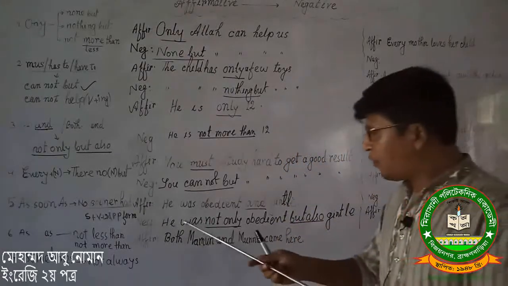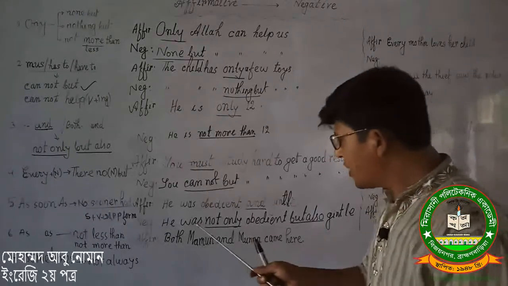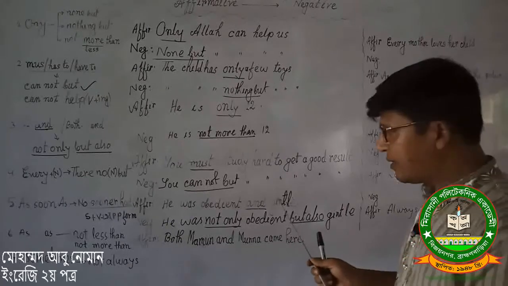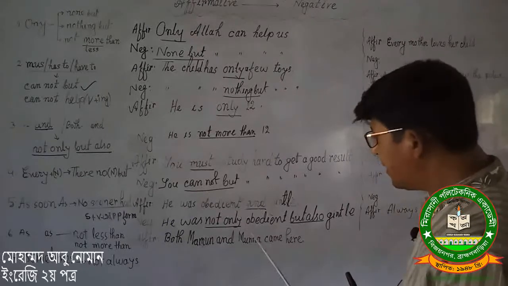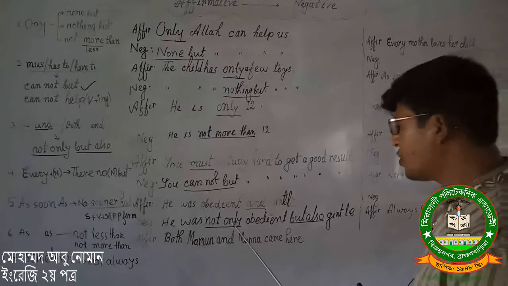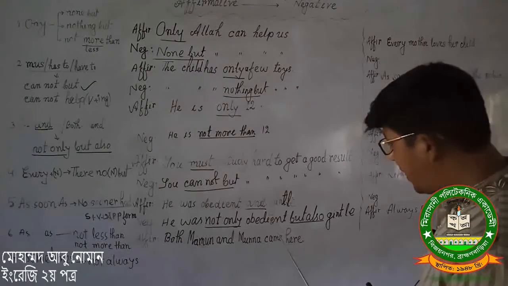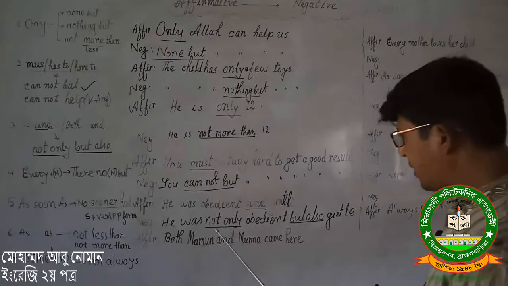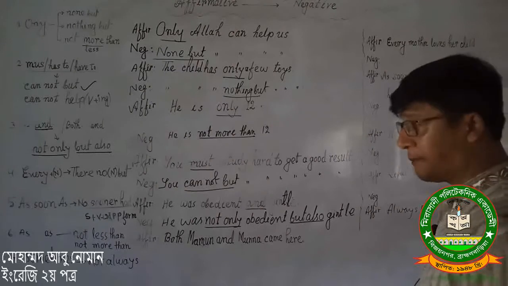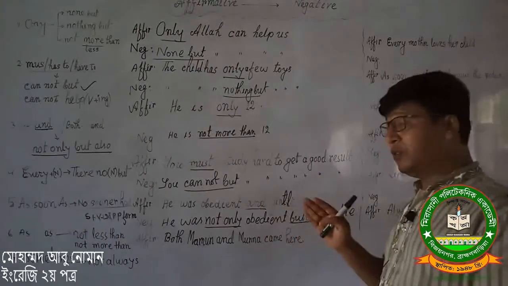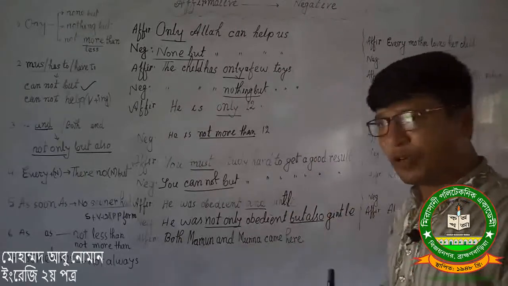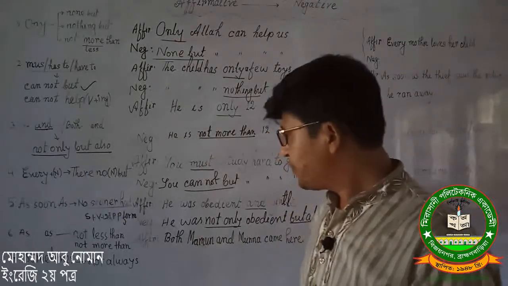Here, again follow. He was obedient and gentle. We have written here, before the word obedient, not only, and instead of and, we have written but also. He was not only obedient but also gentle. You have to follow and try to understand the meaning and the rules. No need to memorize more.